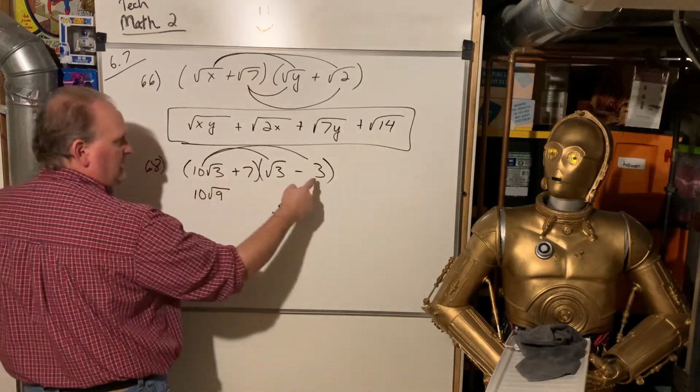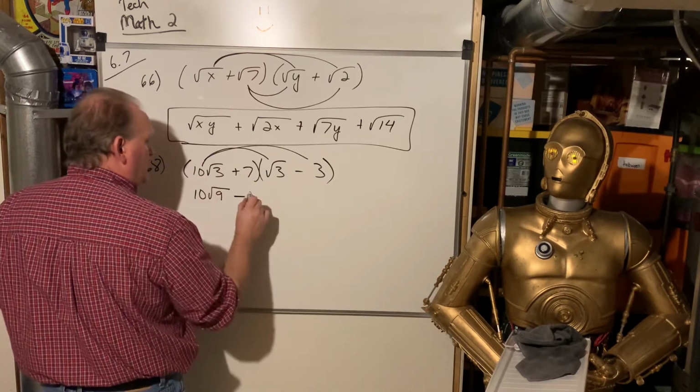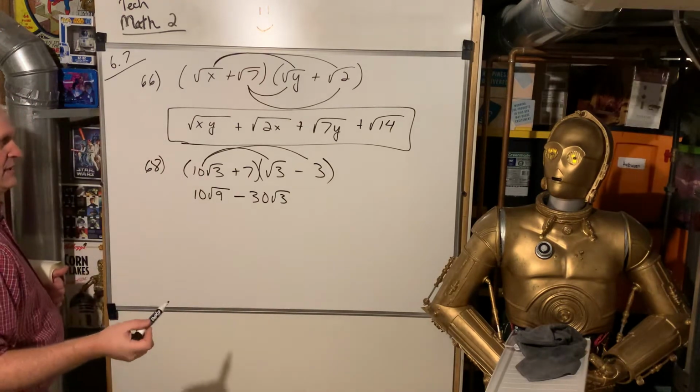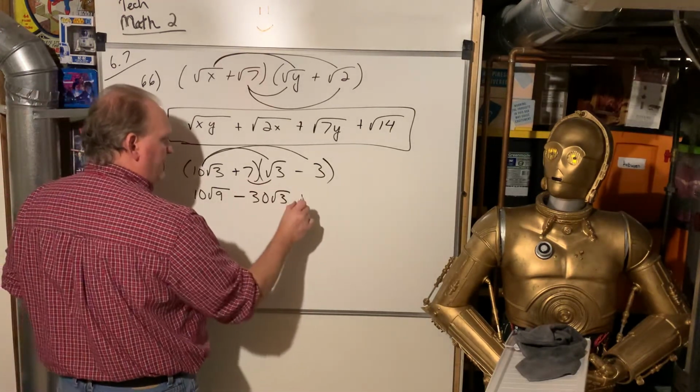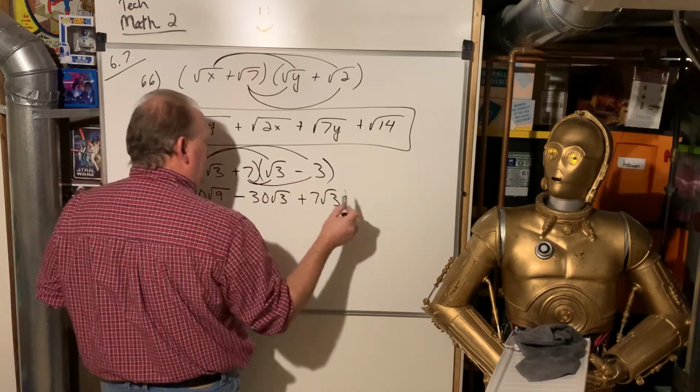10 square roots of 3 times negative 3. That is negative. You could take the 10 times the 3, 30 square roots of 3. Then 7 square roots of 3 and negative 21.